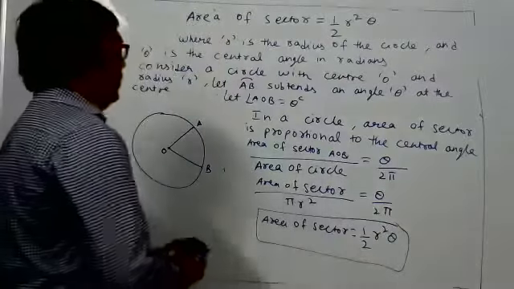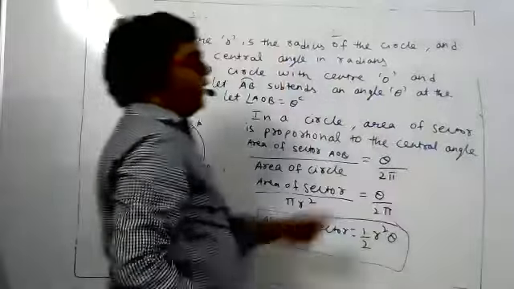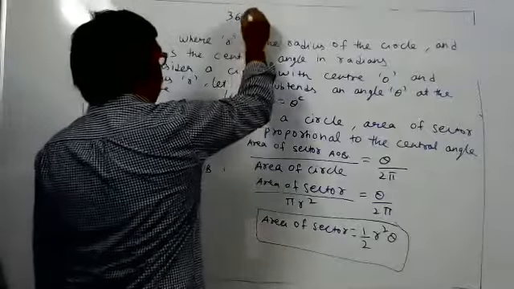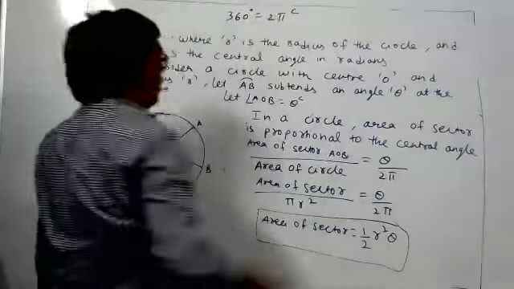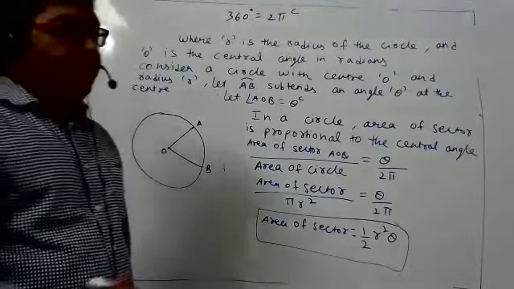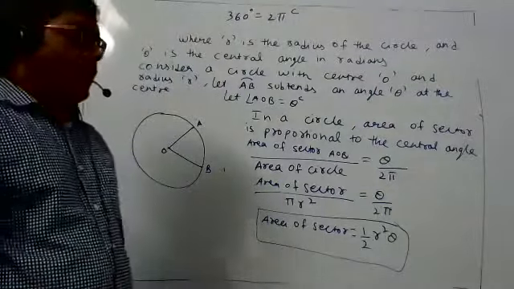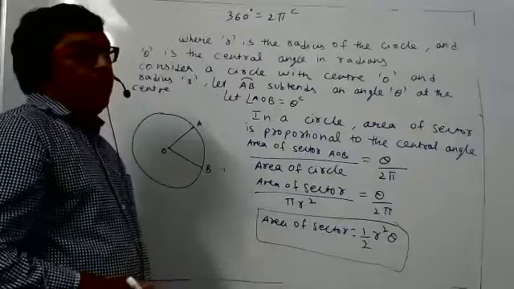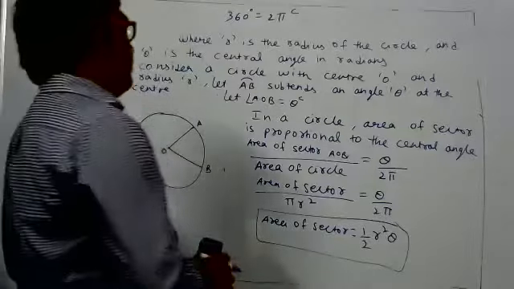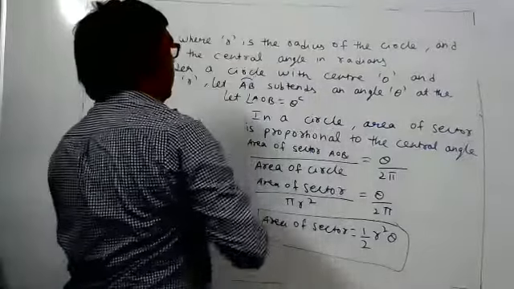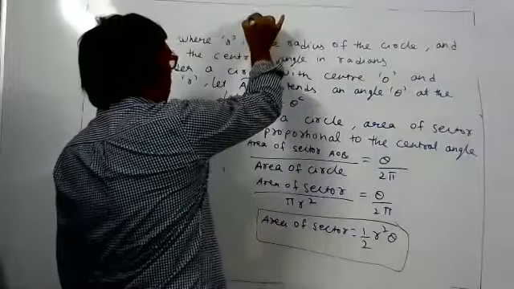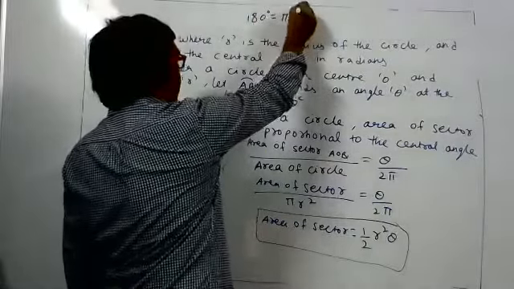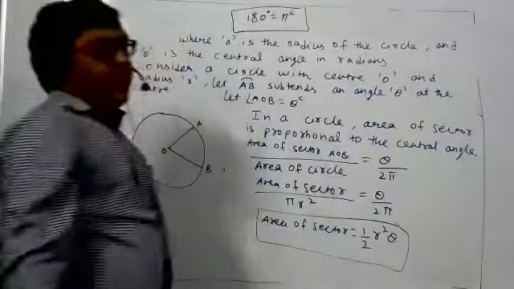See, student, 360 degree only is equal to 2 pi radian. If you miss the first class, a problem will come. Radian is a different system to measure angle. One is degree, which you have learned in school, but from 11th class onwards you have to learn a new system where we measure angle in radian. One formula you remember: 180 degree is equal to pi radian.